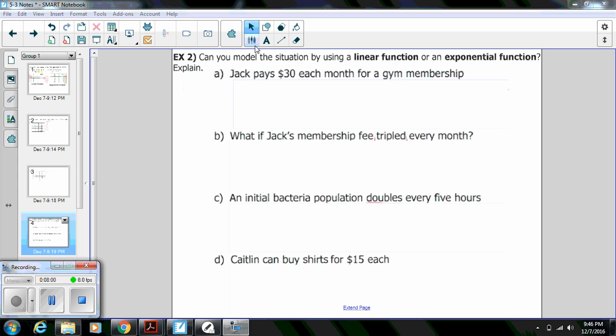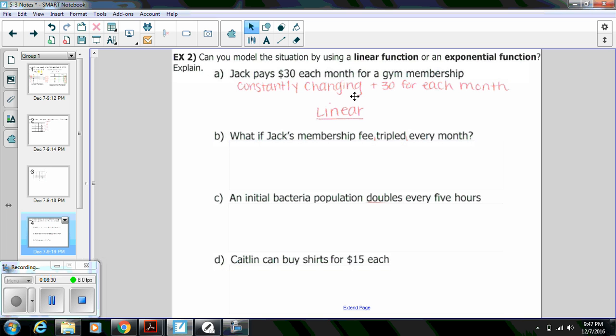Okay, so example 2. Now we want to know, can you model the situation by using a linear function or an exponential function? So we're classifying. Then we need to explain our answer. It says Jack pays $30 each month for a gym membership. Well, let's think about this. So every month he takes $30 out of his wallet and he pays. The amount he pays per month is not increasing. It is always $30. So it's constantly changing $30 each month. This is a linear function.